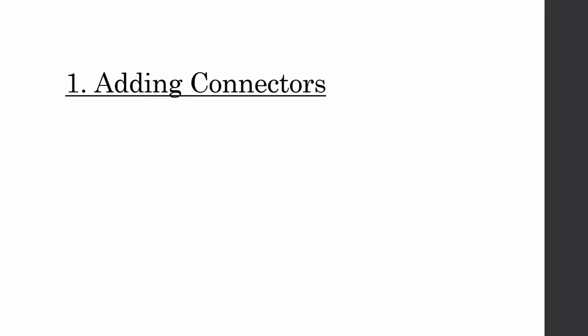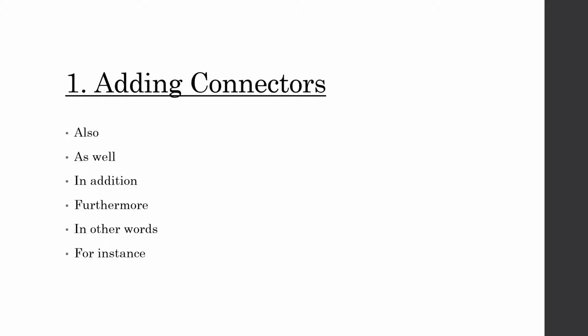We'll begin with adding connectors. We use adding connectors when we try to add information to our sentences. And now these are examples of the connectors, like also, as well, in addition, furthermore, in other words, for instance. In the next slide, we'll explain how we use them with examples.